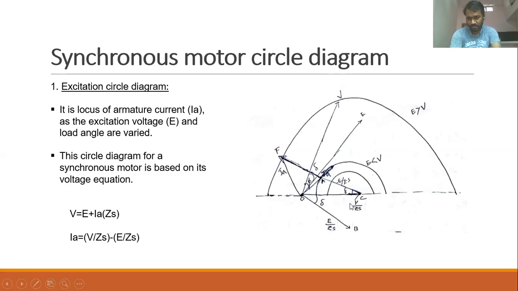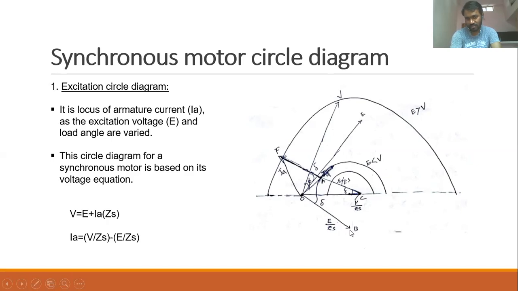Now, with respect to V by ZS, the angle between V and E is delta, which is the power angle or load angle. With respect to V in a synchronous motor, E is lagging by delta. When both are divided by ZS, the angle will still be lagging by delta only. So taking V by ZS as the origin, this is C, and the other term, E by ZS, is lagging by delta here.